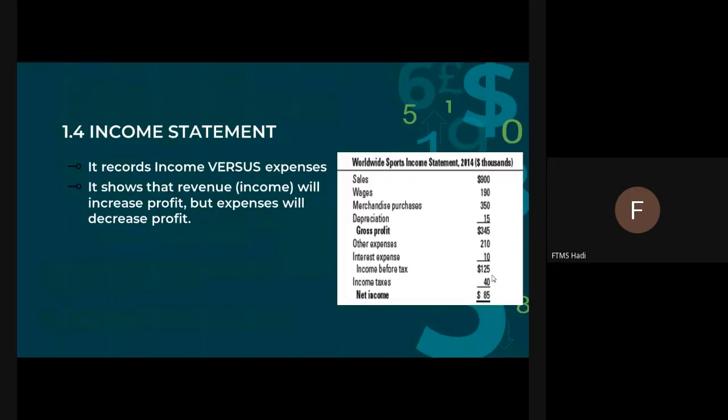Okay, income statement. It records income versus expenses. This is the income, the only income that they have. These are the expenses: wages, the company has to pay wages, purchase materials, and then some depreciation. So 900 minus this one, minus this one, minus this one, we get gross profit of 345. Minus 210 other expenses and interest, we get 125. Minus 40, it will be 85. Can you imagine, from sales of 900, after deducting expenses, only $85 is left. So the format here is minus everything.